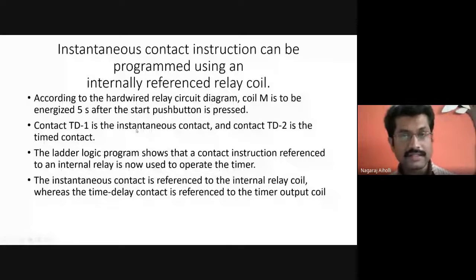Contact TD1 is the instantaneous contact. Contact TD2 is the timed contact. Then we have the ladder program. The instantaneous contact is referenced to the internal relay coil, whereas the time delay contact is referenced to the timer output coil.